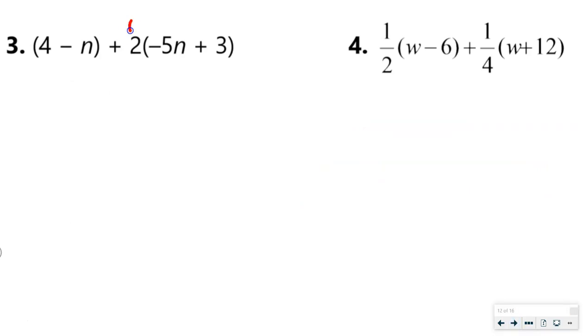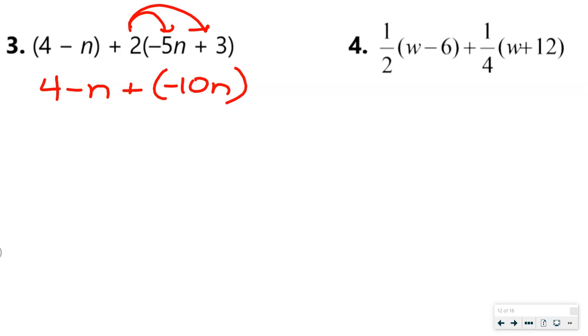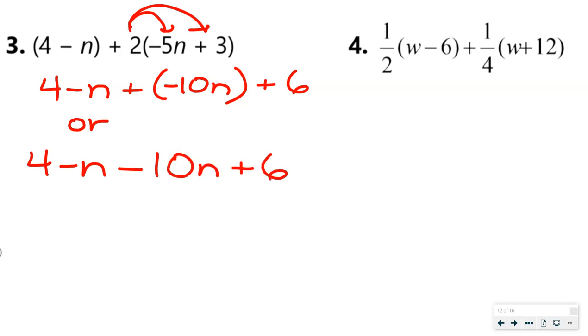All right, so we have to distribute before we do anything. And so we'll rewrite this expression as 4 minus n plus, all right, we can say negative 10n, or we can just say a minus, and say plus 6, right? So again, this could have been 4 minus n minus 10n, right, plus 6. Now we look at this and say, okay, I have my constants and my variables, so I know what I'm adding together.